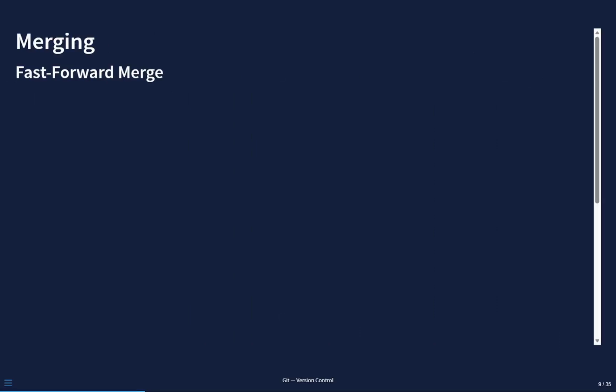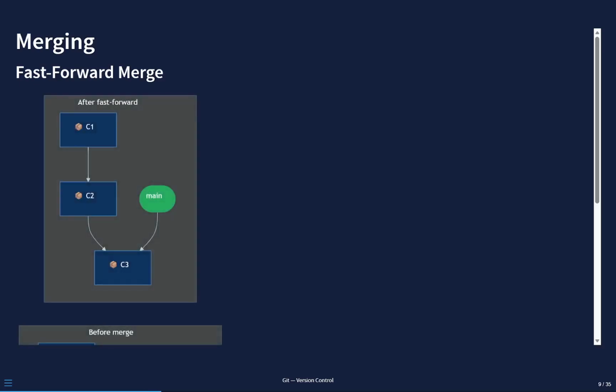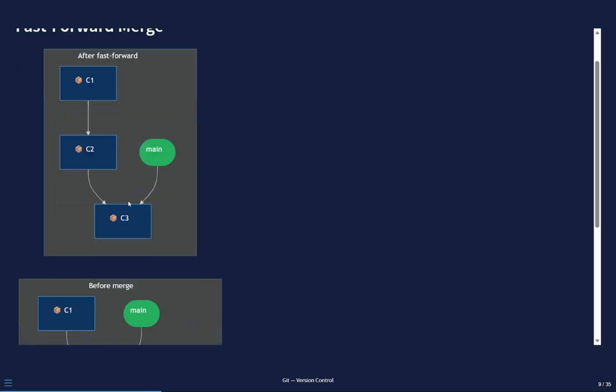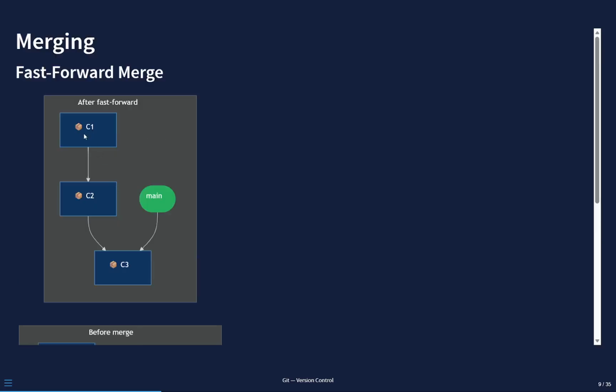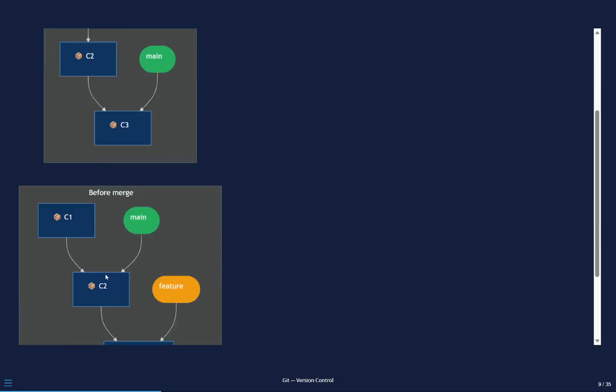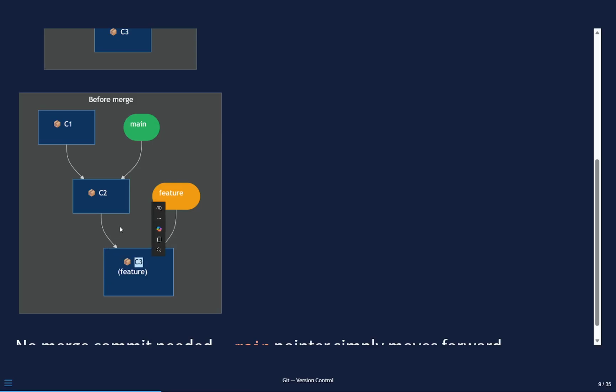Merging. There are 2 main types of merge, and the first one is beautifully simple, the fast-forward merge. Fast-forward happens when the branch you are merging in is ahead of the branch you are merging into, with no divergence. Look at the before diagram. Main points to C2, and feature points to C3, which is directly ahead of C2. There is a straight line from main to feature. In this case, merging is trivial. Git does not need to reconcile any differences. It simply moves the main pointer forward to C3.